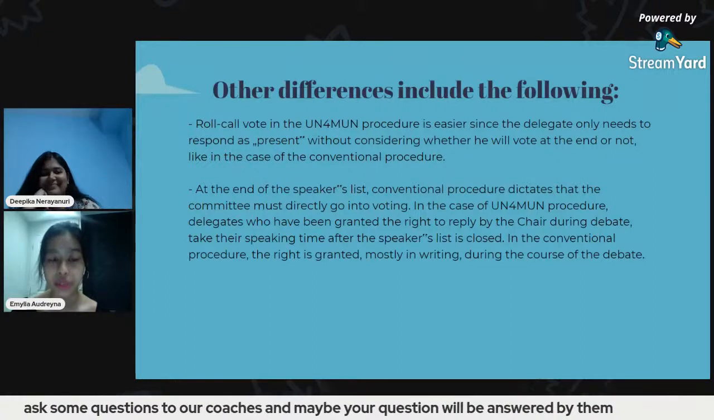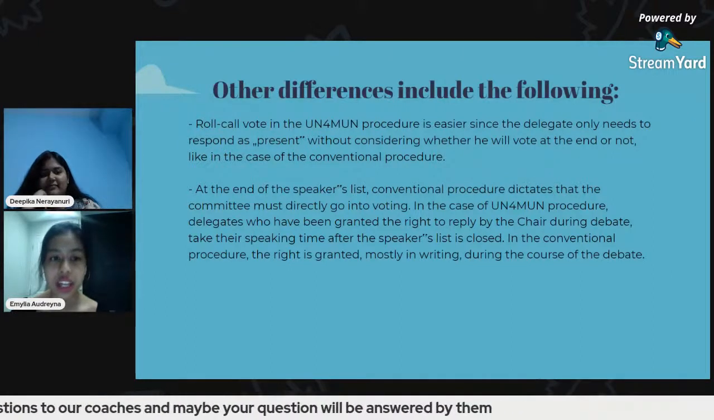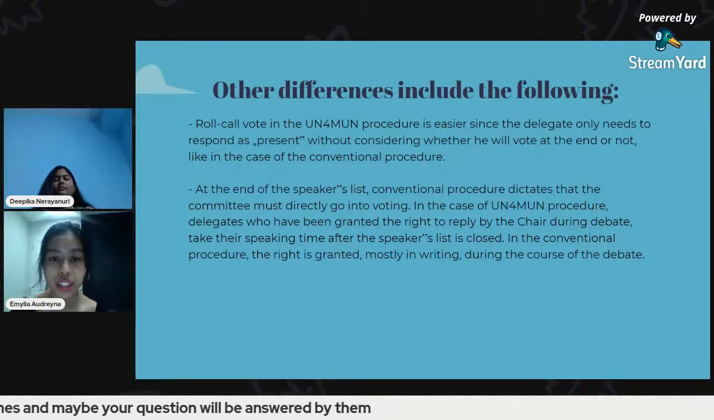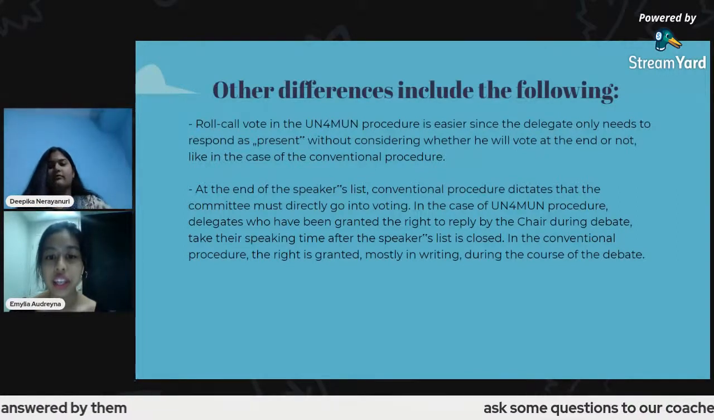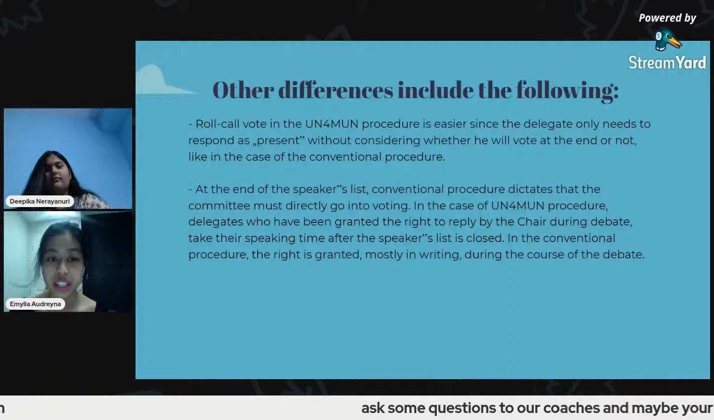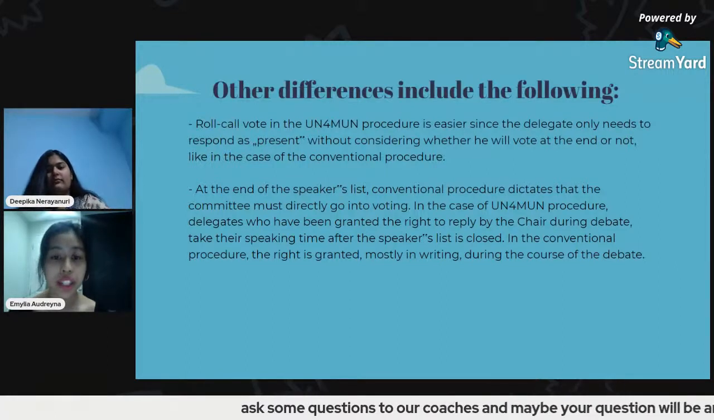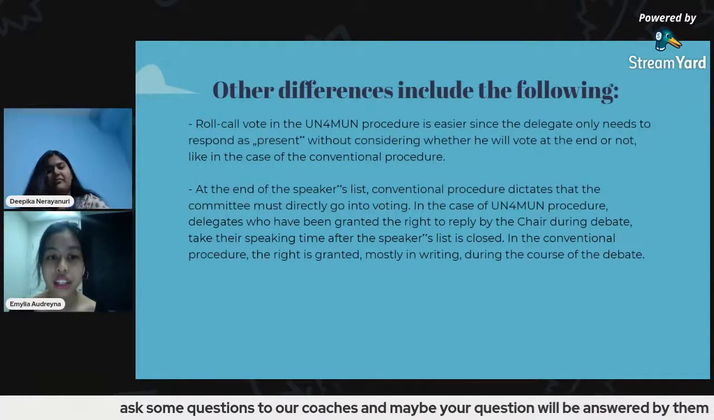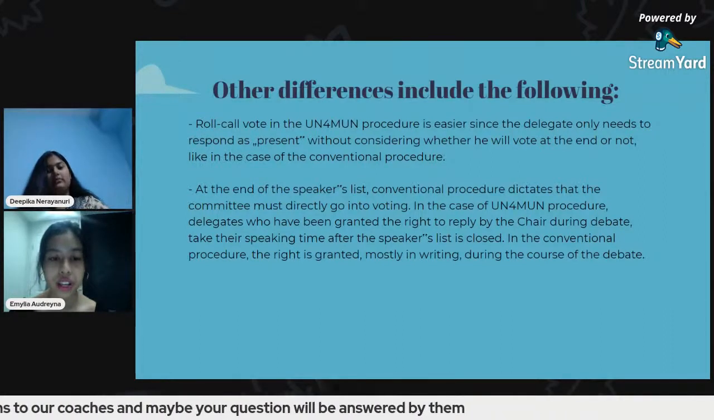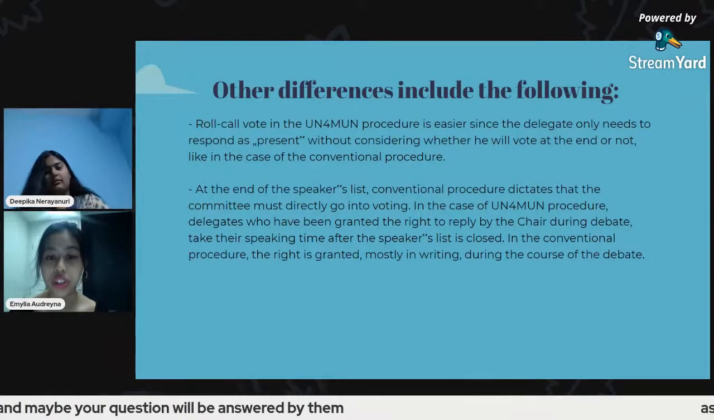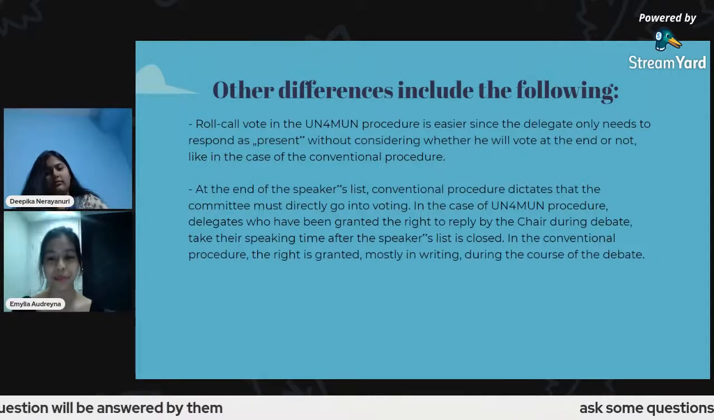Additionally, at the end of the speakers list, conventional procedure dictates that the committee must go directly into voting. In the case of UN for MUN procedure, delegates who have been granted the right to reply by the chair during debate take their time after the speakers list is closed. In the conventional procedure, the right is granted mostly in writing or during the course of debate.